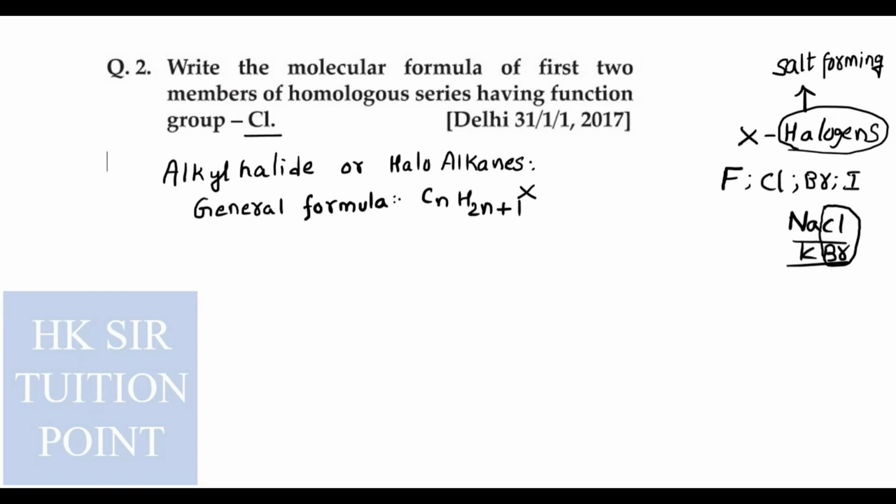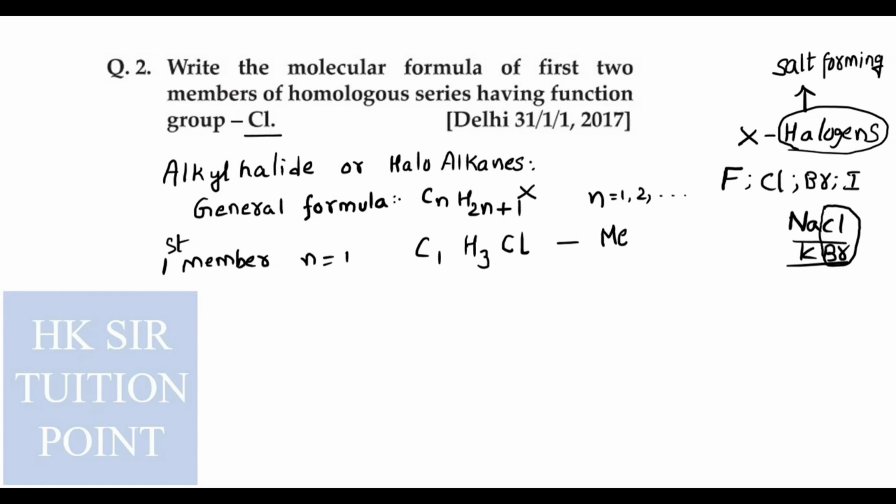Okay, so now coming to this, he is asking for the first two members. Here n starts with 1, 2, 3, 4, etc. So for the first member, keep n equals 1. C1, 2 ones are 2, 2 plus 1, 3, C1H3. He said clearly the group should be Cl, so in place of X, keep Cl. It's very simple. What is the name of this? One carbon, meth.